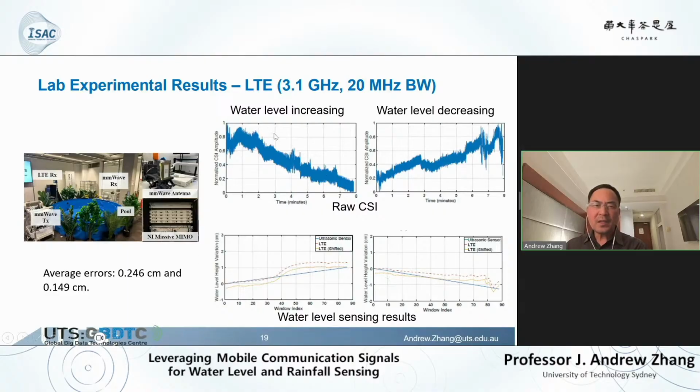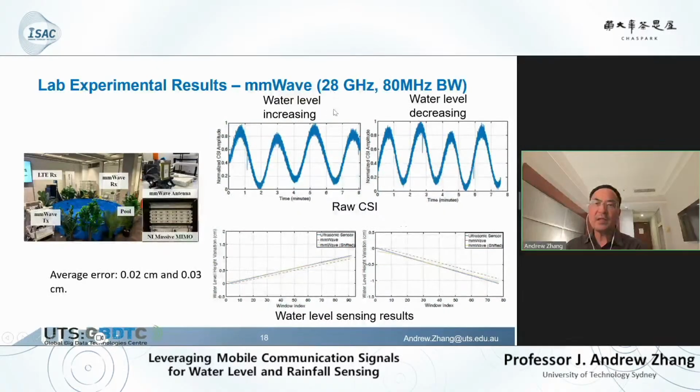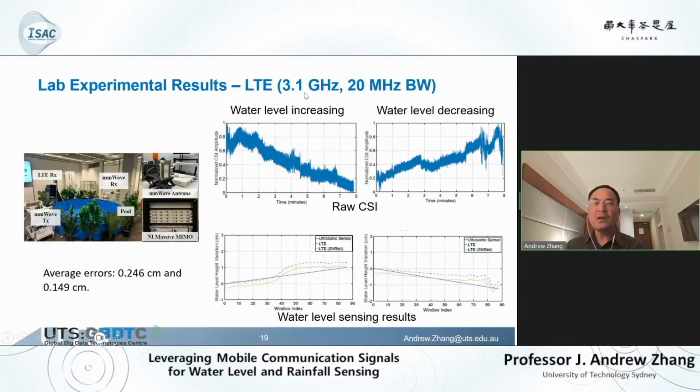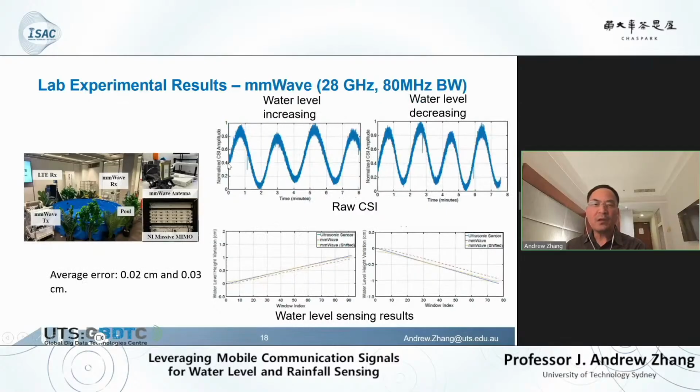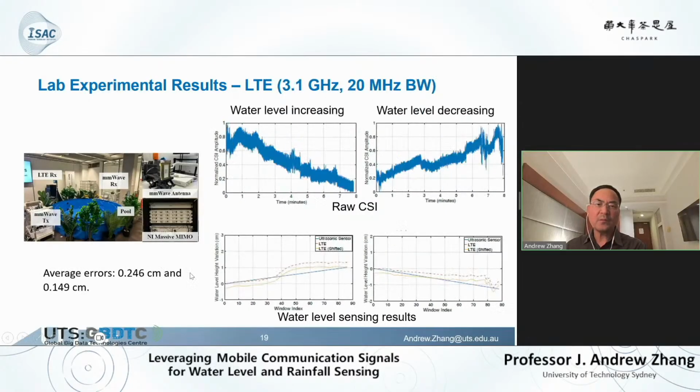So this is actually an interesting observation. The accuracy is kind of proportional to the carrier frequency. Remember, we have 28 gigahertz here and 3.1 gigahertz here, a ratio of roughly 10 times, and the accuracy differs by approximately 10 times as well.